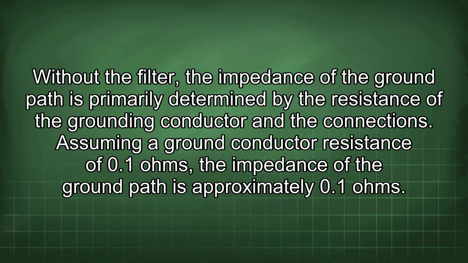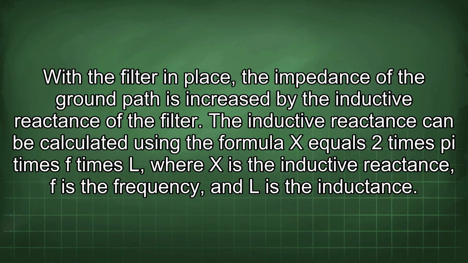Without the filter, the impedance of the ground path is primarily determined by the resistance of the grounding conductor and the connections. Assuming a ground conductor resistance of 0.1 ohms, the impedance of the ground path is approximately 0.1 ohms. With a filter in place, the impedance of the ground path is increased by the inductive reactance of the filter. The inductive reactance can be calculated using the formula X equals 2 times pi times F times L, where X is the inductive reactance, F is the frequency, and L is the inductance.